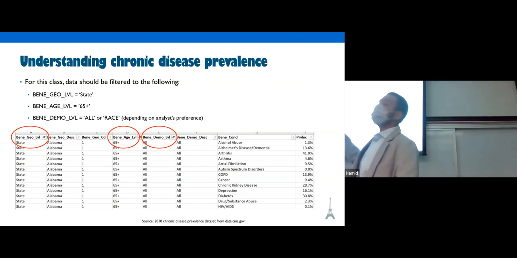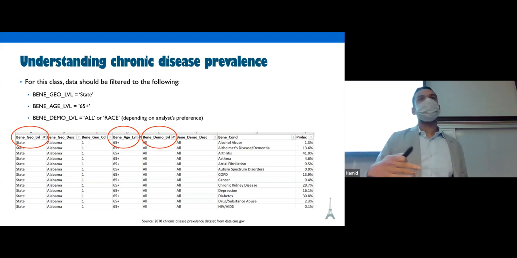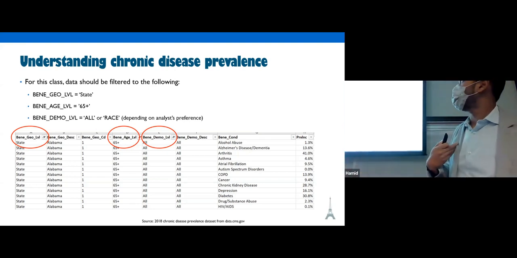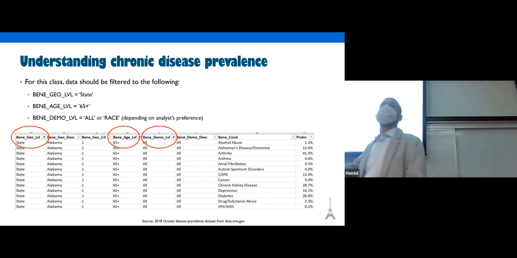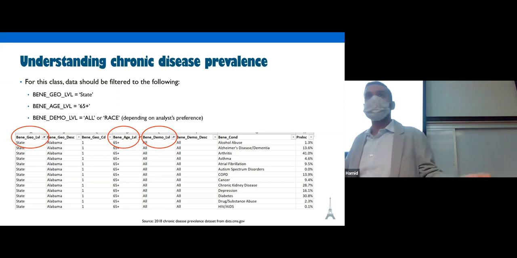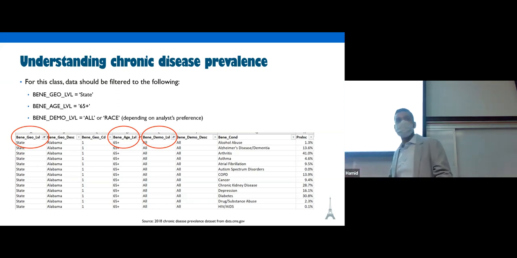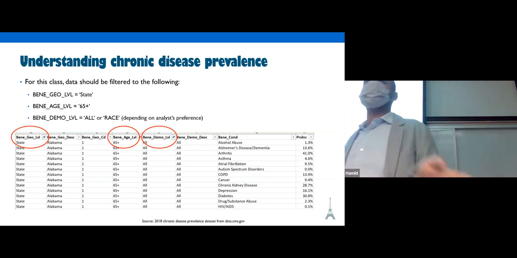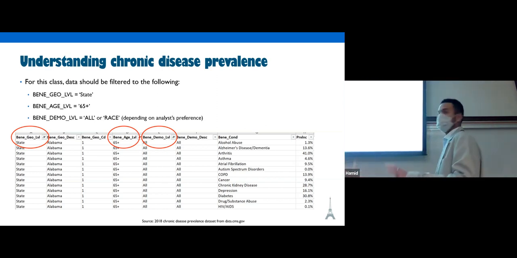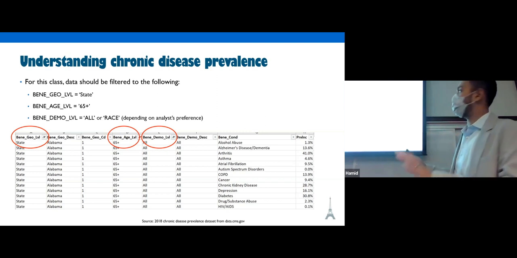And the Benny demo level has a few options. The ones that we're gonna focus on are either all or race. So basically on the Benny demo level all, it'll give you the information for all races, but if you select race, then you can actually drill into a variety of races. We'll give it like 5 seconds for everybody to get on the same page there.